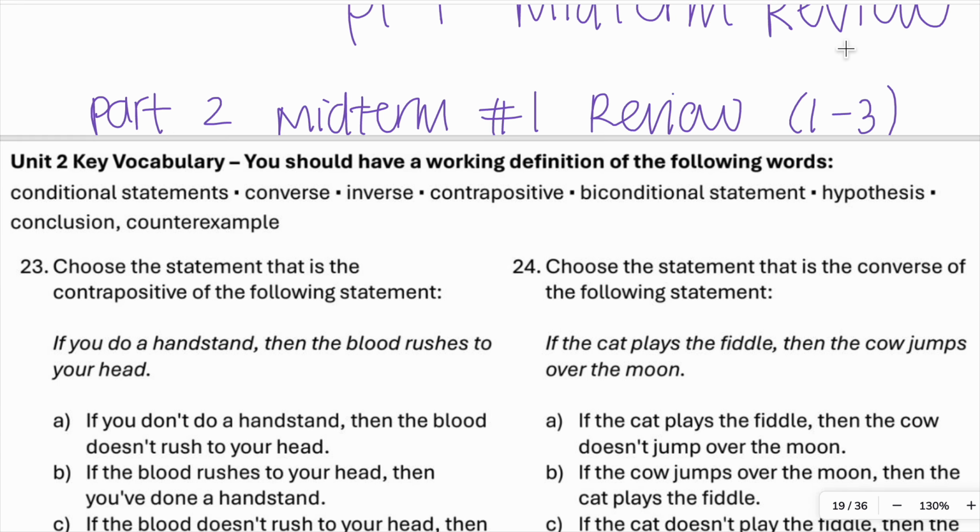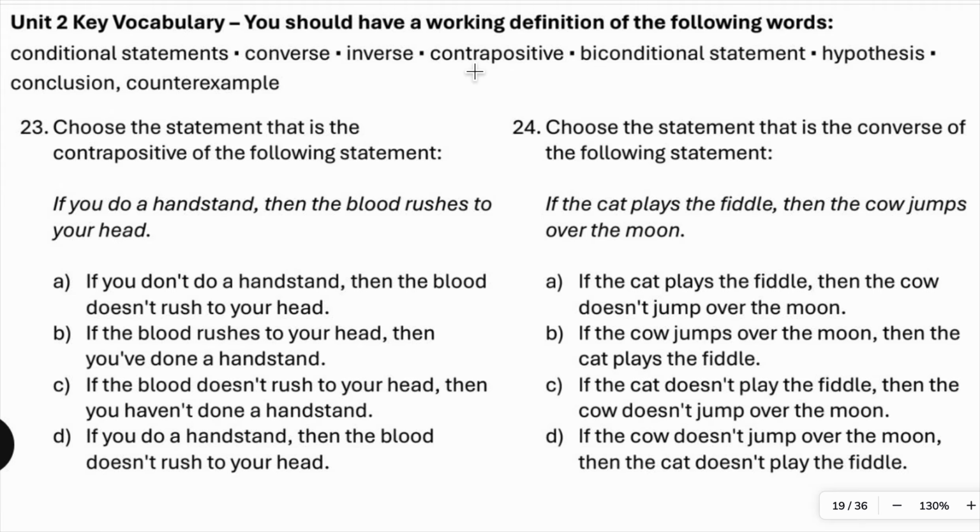Before we get started on that, we just want to make sure we remember the order in which statements are. So we have C, C, I, C. Your conditional statement is P then Q, your converse is Q then P, your inverse is not P, not Q, and your contrapositive is not Q, not P. So if I want a contrapositive, I need to switch around P and Q and negate it, okay? That statement will be, if the blood does not rush to your head, then you do not do a handstand, and that would be option C. If the blood doesn't rush to your head, then you haven't done a handstand.